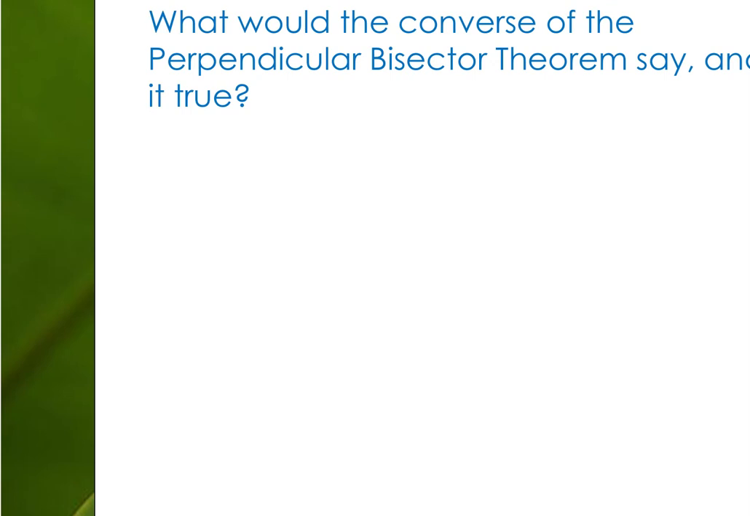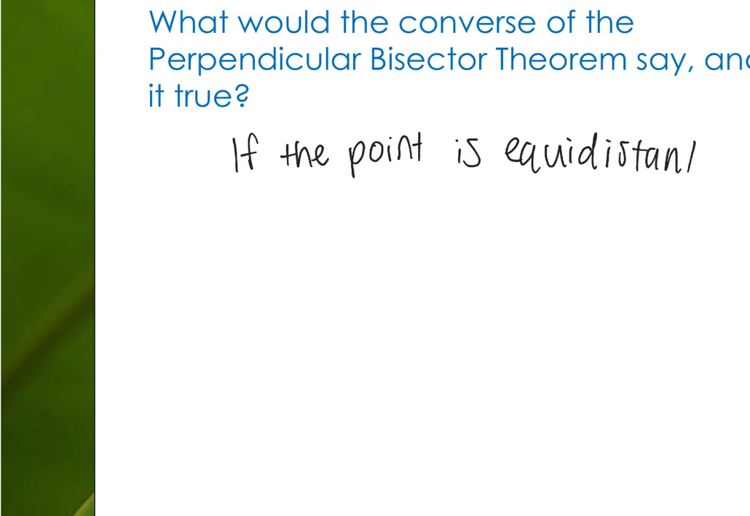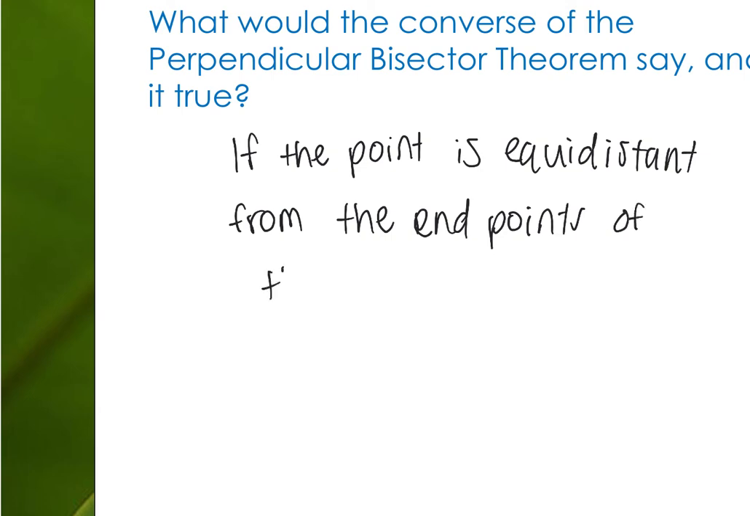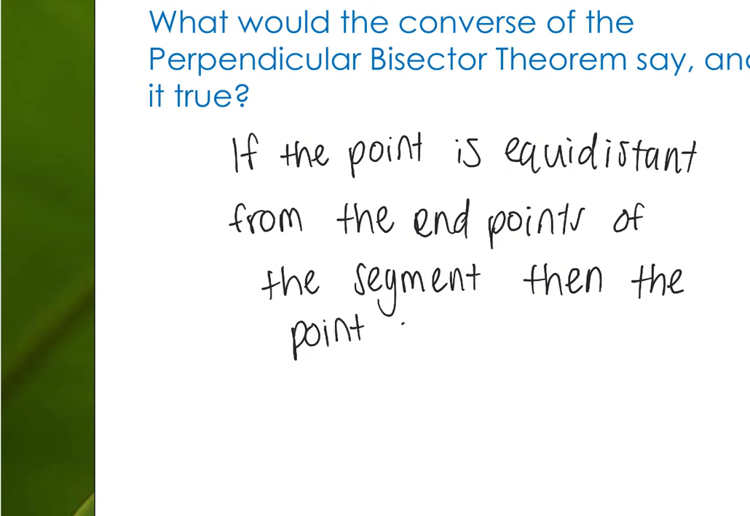So it says if the point is equidistant from the endpoints of the segment, then the point lies on the perpendicular bisector of the segment.